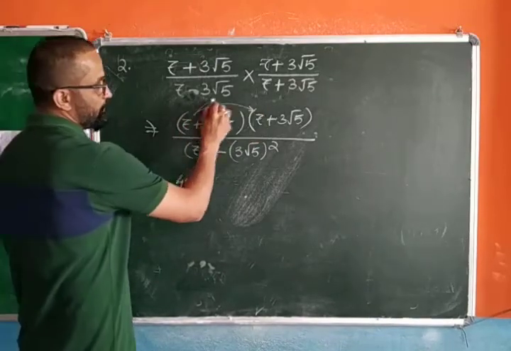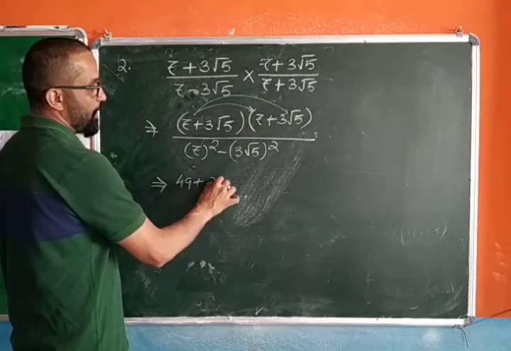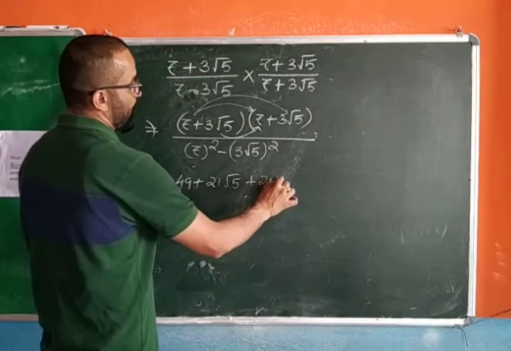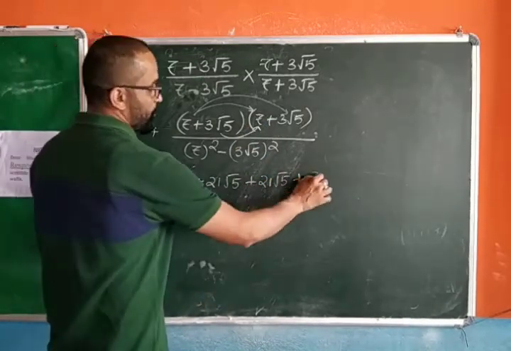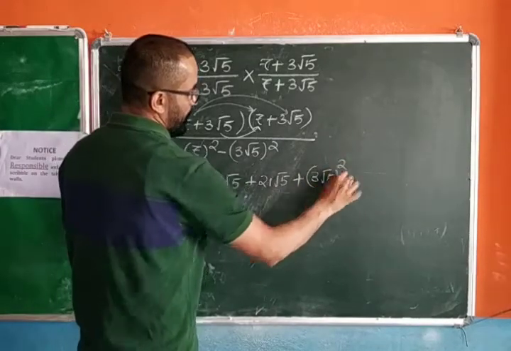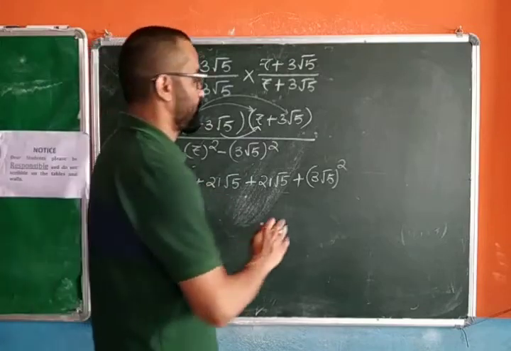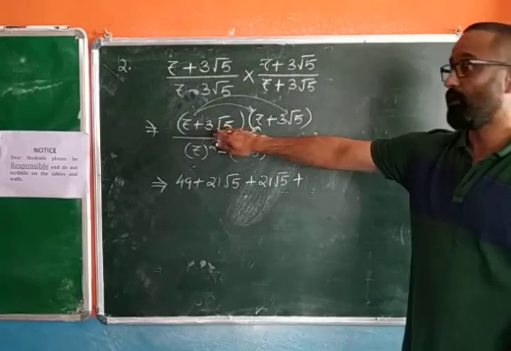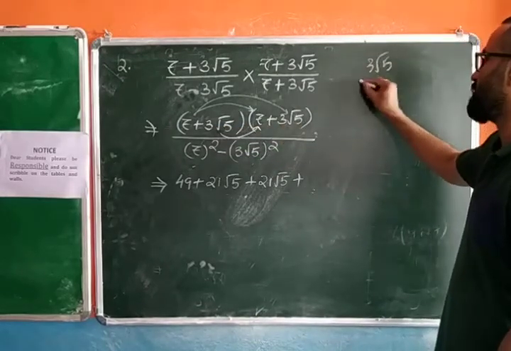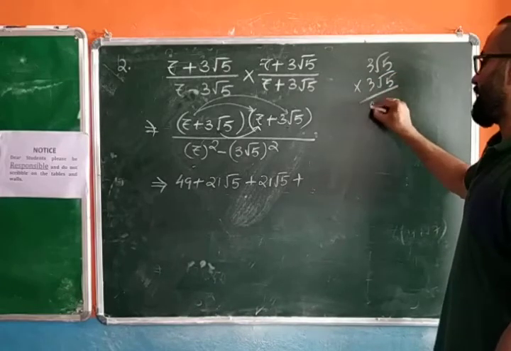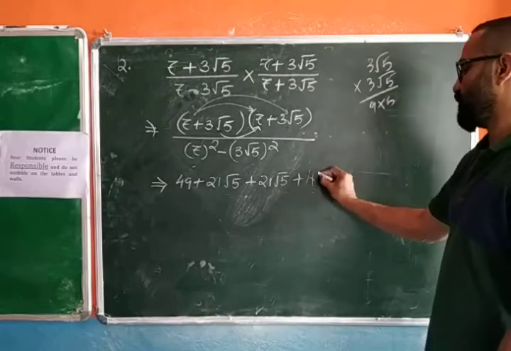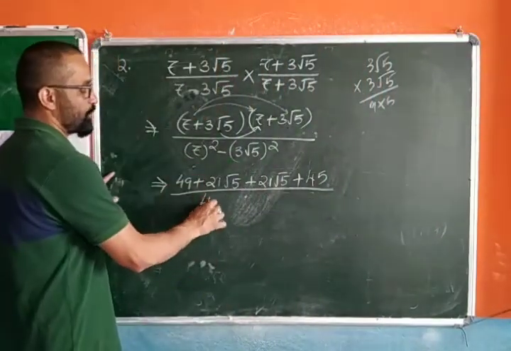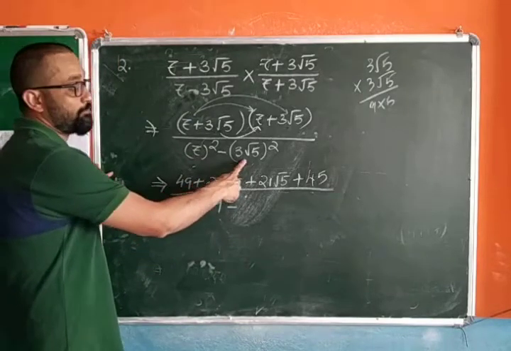49 plus 7 multiplies the second term, it is 21√5. Again multiply this, you get 21√5 plus (3√5) whole square. Instead of putting whole square, you can write 3√5 at the side and multiply. So it is 9 into 5, which equals 45. Divide by 7 square, which is 49, minus the square you have already found, which is 45.